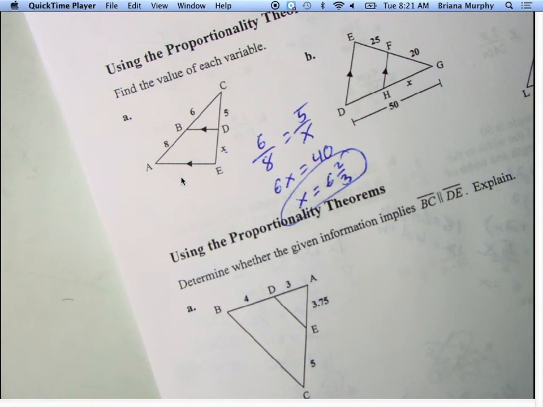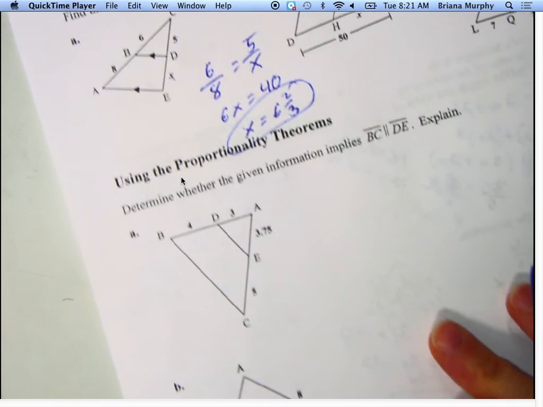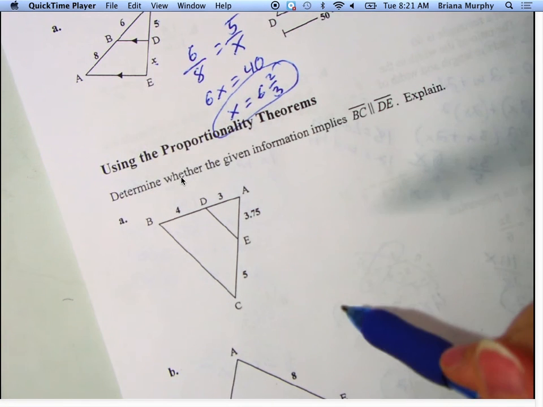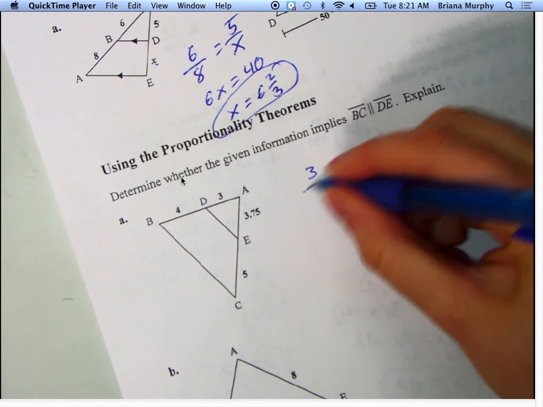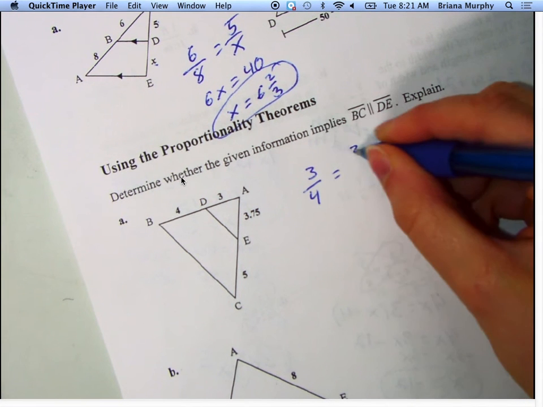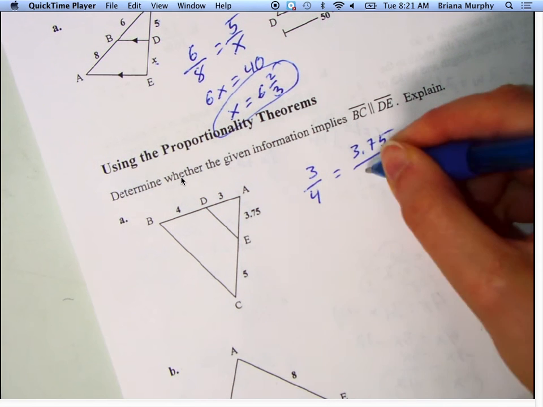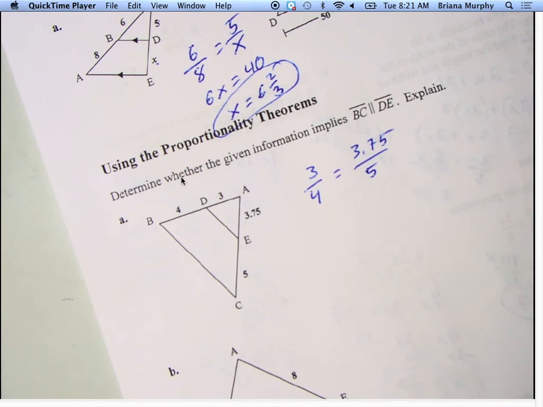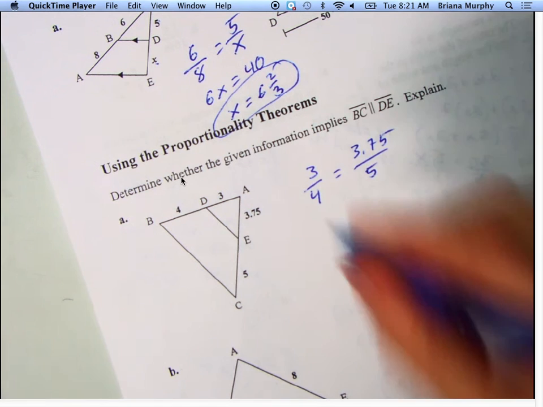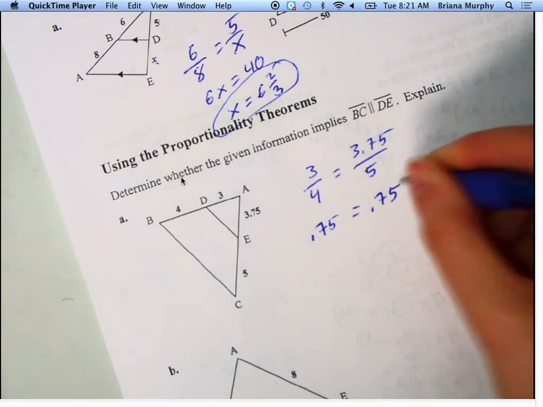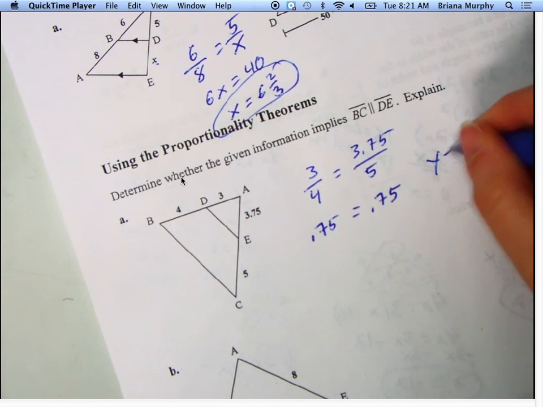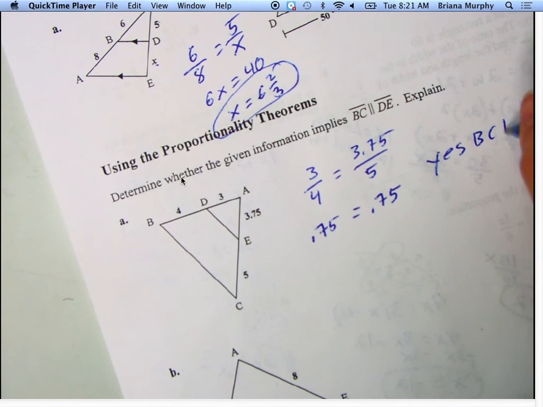Okay, we're going to do A from the next one. We're just going to prove that the two sides are parallel by setting up the proportions. 3 over 4, does that equal 3.75 over 5? So you put them in your calculator, is my suggestion. I get 0.75 equals 0.75. So the answer is yes. BC is parallel to DE.